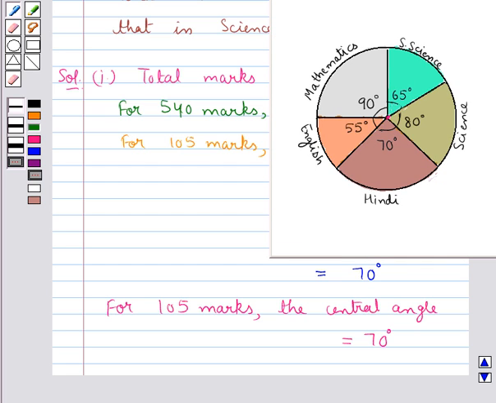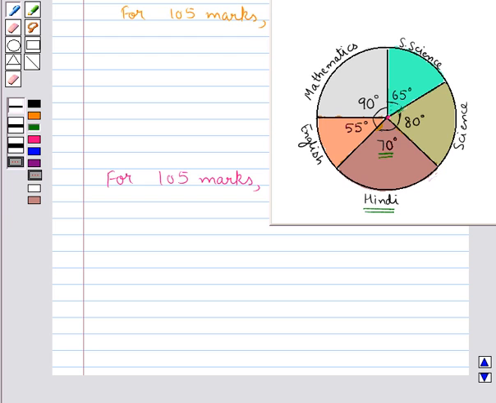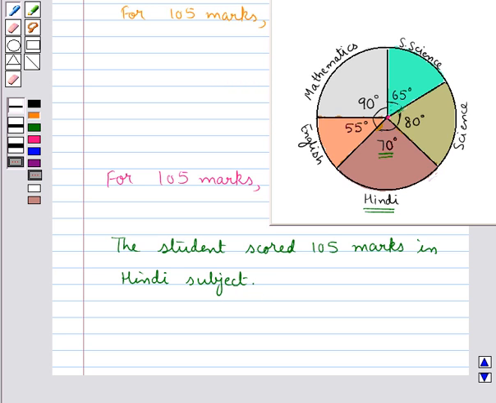Now let's have a look at the pie chart again. As you can see in this pie chart, the central angle 70 degrees is for the Hindi subject. Thus we say that the student scored 105 marks in Hindi subject. So the answer for this part is Hindi.